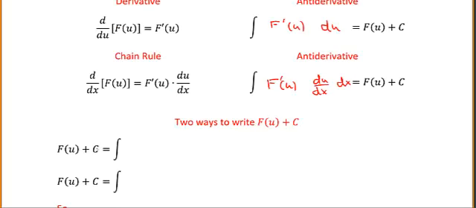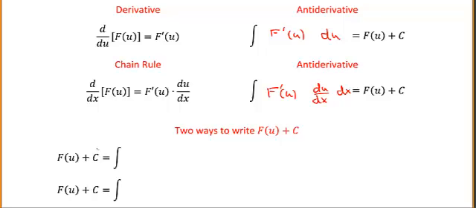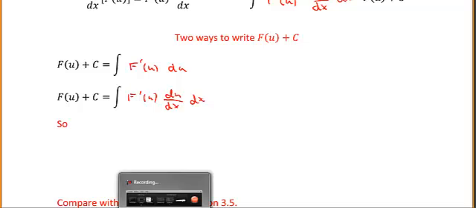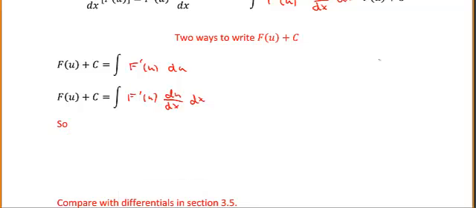So notice we have two ways of writing capital F of u plus a constant. Either it's the antiderivative of f prime of u du, or it's the antiderivative of f prime of u du dx. So these two things are the same: the antiderivative of f prime of u du dx is equal to the antiderivative of f prime of u du.